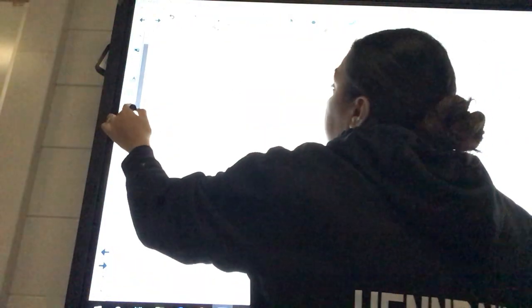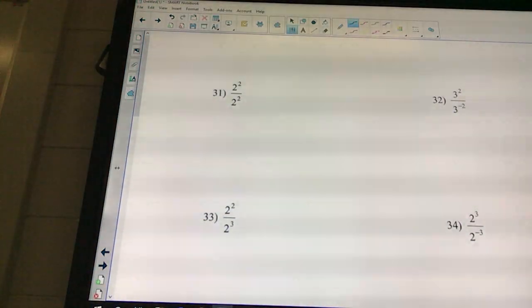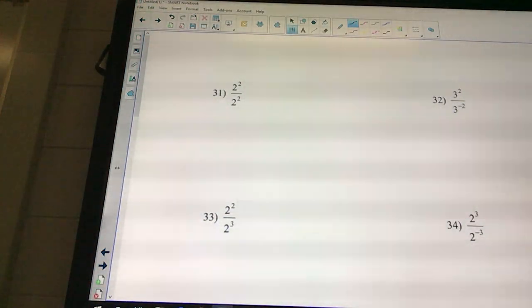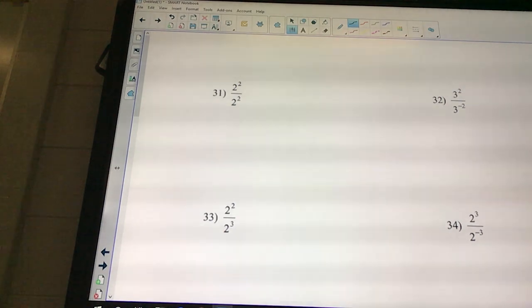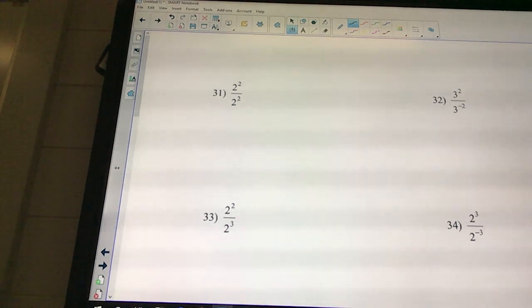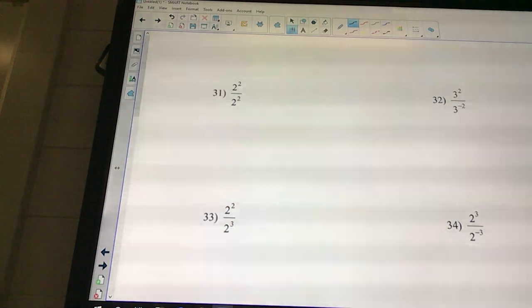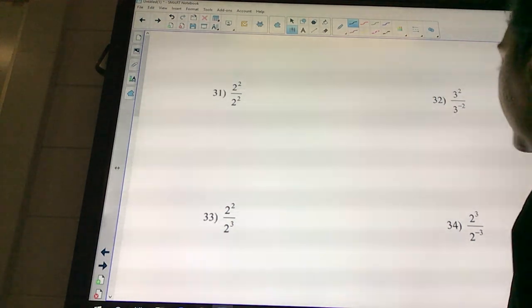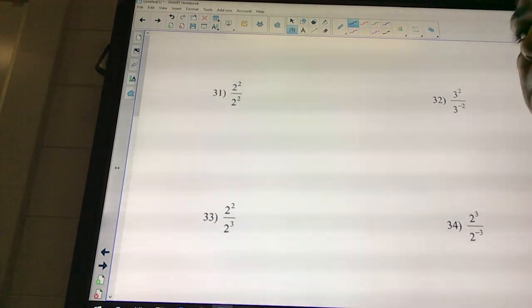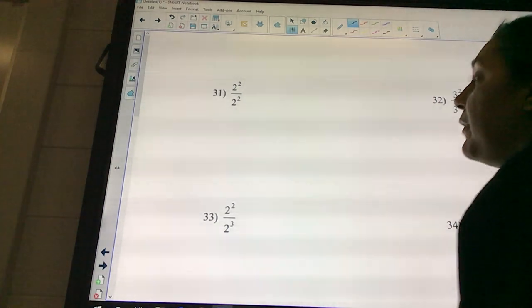Okay, 31. These are division rules. So division rule says what? Let me think about it. What do we do when we're dividing exponents? Okay, we subtract. We say top minus bottom. Okay, and so the ones where it's just numbers, we leave the big number the same.